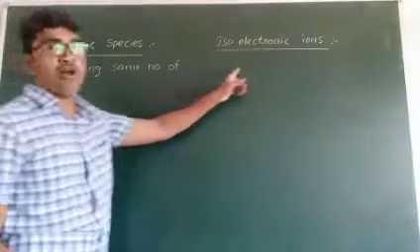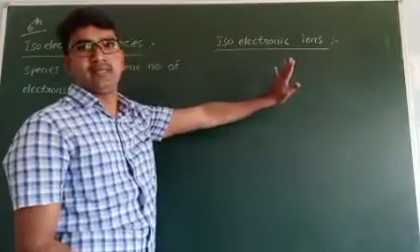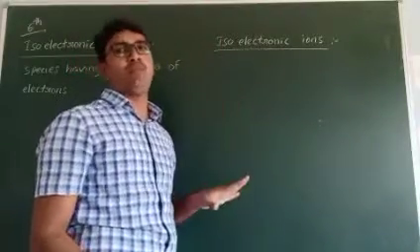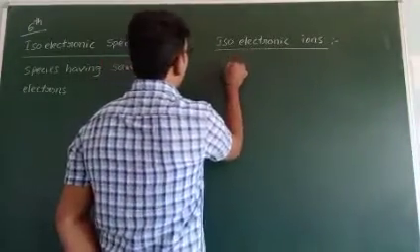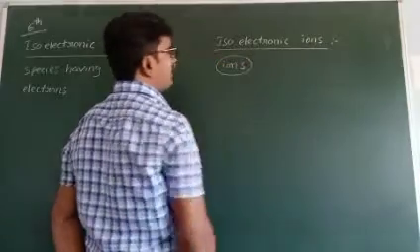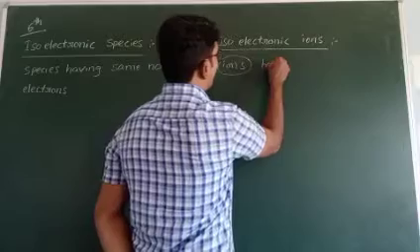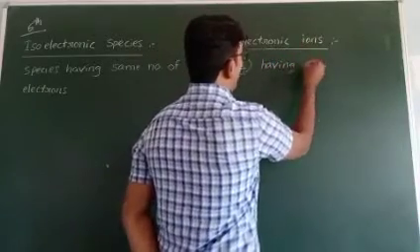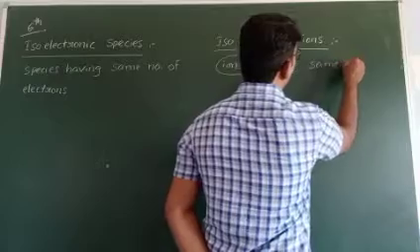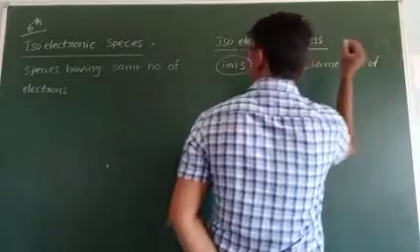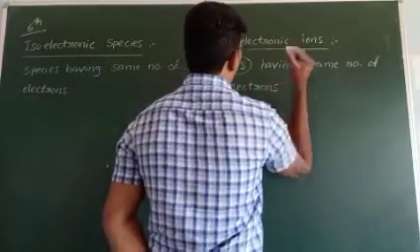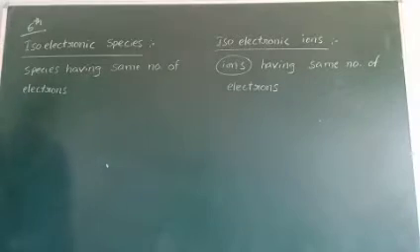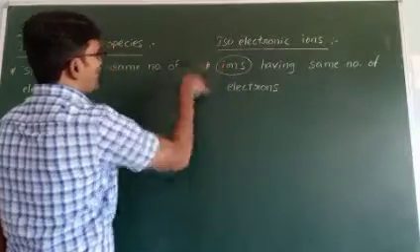But here, ions, only ions. In species, it means either ions or neutral molecules or neutral atoms, no problem. But here, ions only. This is the important one. Ions having the same number of electrons. This is the definition of isoelectronic ions.